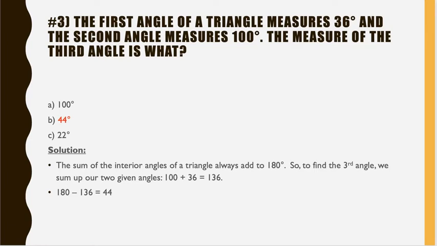The sum of the interior angles of a triangle are always going to add up to 180 degrees. So to find the missing angle, that third angle, we simply sum up the two given angles, 100 degrees and 36 degrees. That gives us 136 degrees. And we know that the total has to be 180 degrees. So we simply take 180 minus 136, and that gives us 44 degrees.